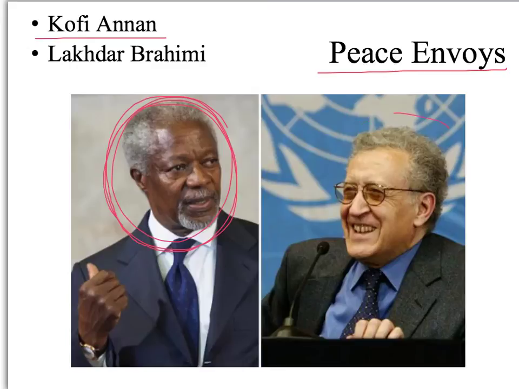Now, the guy on the right-hand side here is Lakhdar Brahimi. He is an Algerian diplomat. He has taken over from Kofi Annan as the UN's special envoy to Syria as of August 2012. Obviously not having much success in his current role. But these are peace envoys, very important aspects of international conflict resolution.